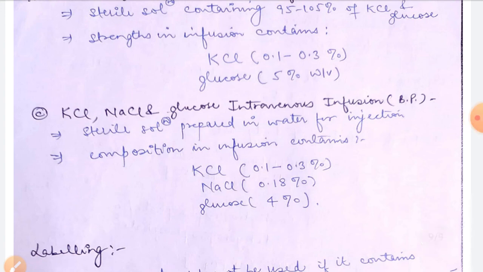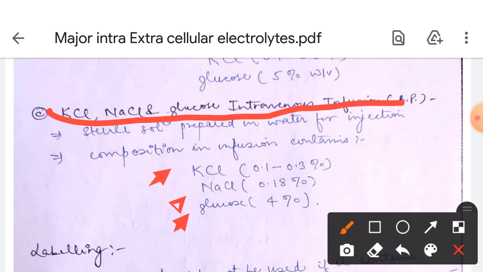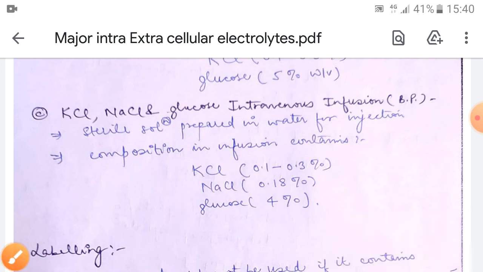Third is the potassium chloride, sodium chloride, glucose intravenous infusion. It is also according to the British Pharmacopoeia. It is same as that of the last one. It is a sterile solution prepared in water for injection. Composition, infusion contains potassium chloride, sodium chloride and glucose, as all indicated in its name. The potassium chloride is about 0.1 to 0.3%, sodium chloride is about 0.18% and glucose is about 4%.